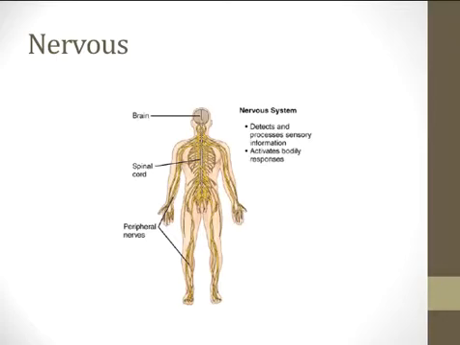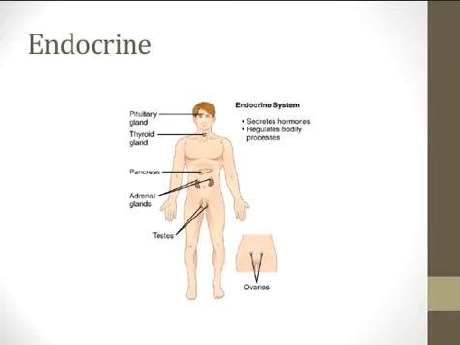Next is the nervous system. This includes your brain, spinal cord, and peripheral, think outside edges, nerves. This is the system responsible for detecting sensory information and regulating your environmental responses. Next is the endocrine system. The system includes glands and is responsible for secreting hormones to maintain homeostasis or respond to environmental changes.